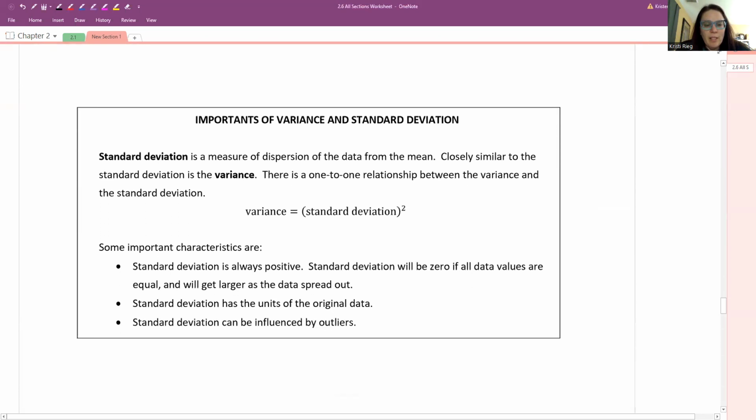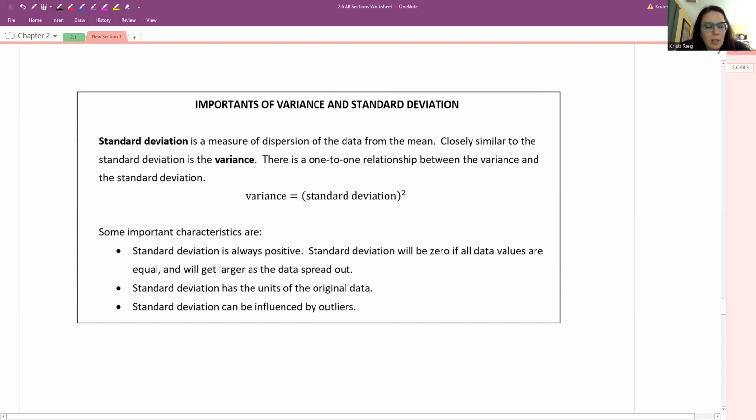So now we're going to talk about the standard deviation. And we are not going to focus too much on the formula. We will do it once. It's painful. You kind of got to see how painful it is. And then you can see why we never want to do it again. So the standard deviation is a measure of dispersion of the data from the mean.